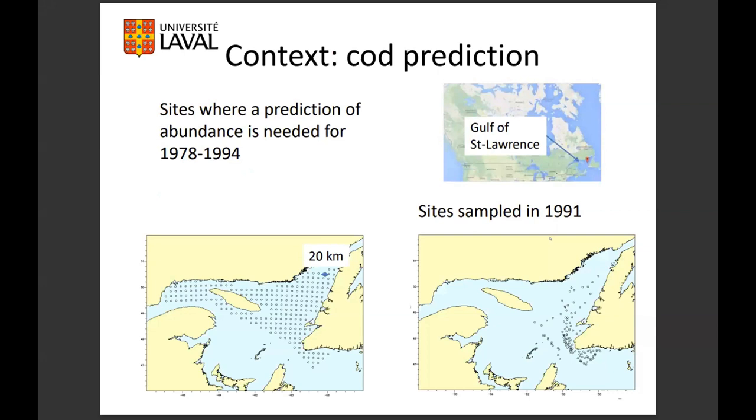So this is the Gulf of St. Lawrence, in the eastern part of Canada. The blue here is water, and these are the locations where we would like to have some index of cod abundance. To show you the deficiency of the survey, this is the 1991 location that was sampled.